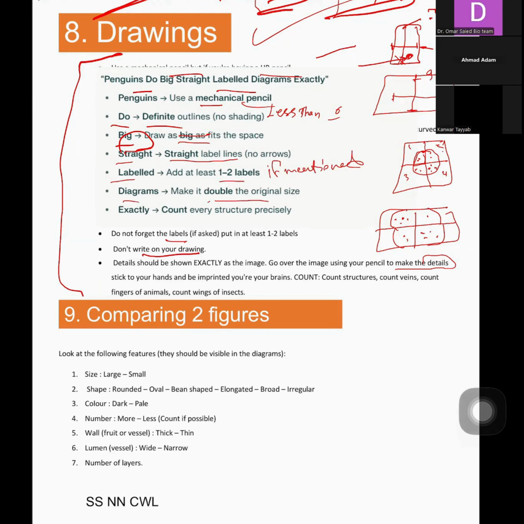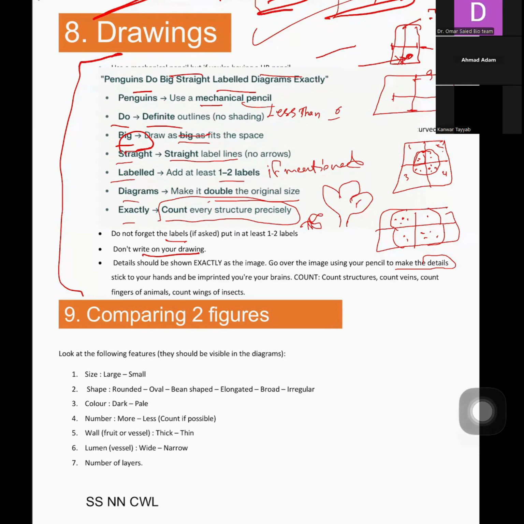Diagram: make it double the original size. Exactly: count every structure precisely, which means the number of seeds should be the same, the number of layers should be the same, the number of petals in a flower should be the same. If the original is three, don't do otherwise. The same applies to the number of leaves in a leaflet. Okay, we'll practice this. Next, compare between two figures.